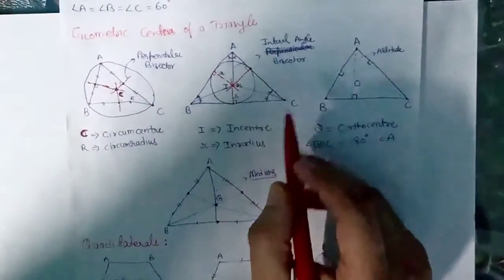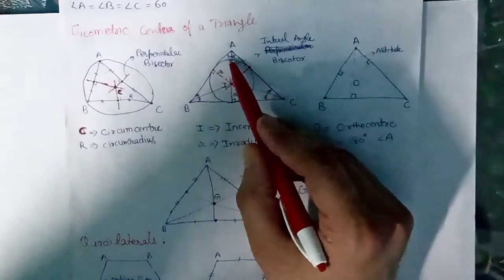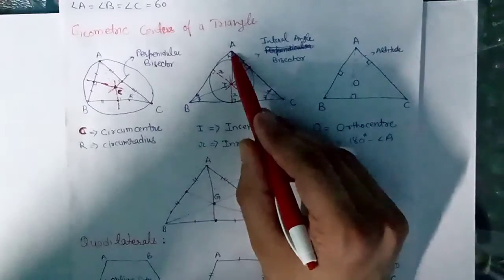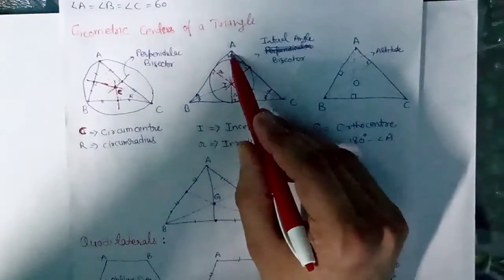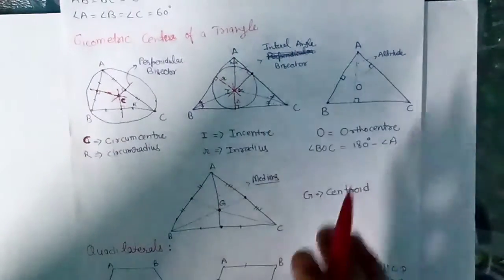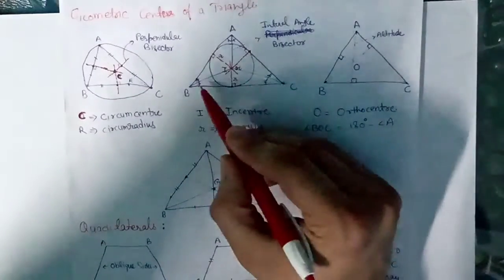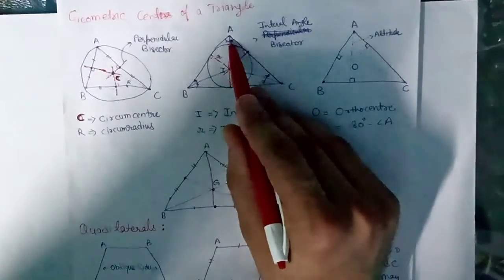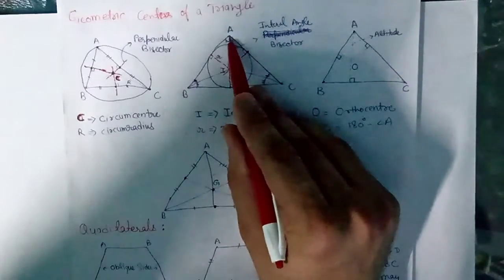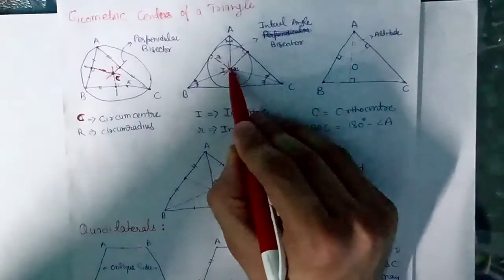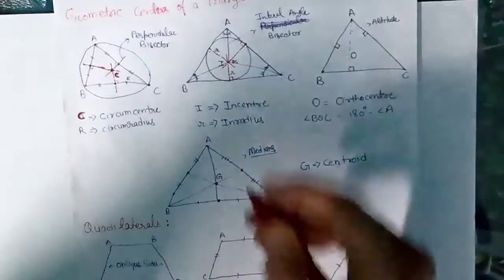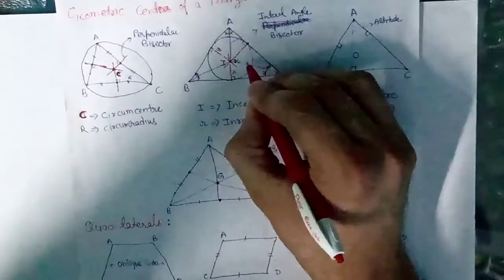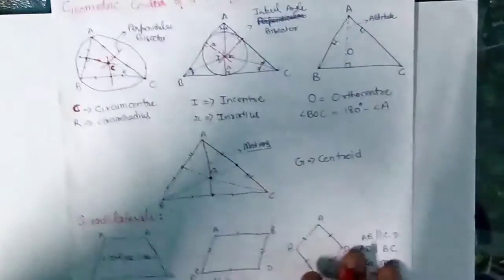Similarly, the incenter is where the internal angle bisectors of the triangle meet. The angle bisector of this angle, of this angle, and of this angle, when drawn, meet at a point which is known as the incenter, and this radius is known as the inradius. A circle is inscribed inside the triangle.